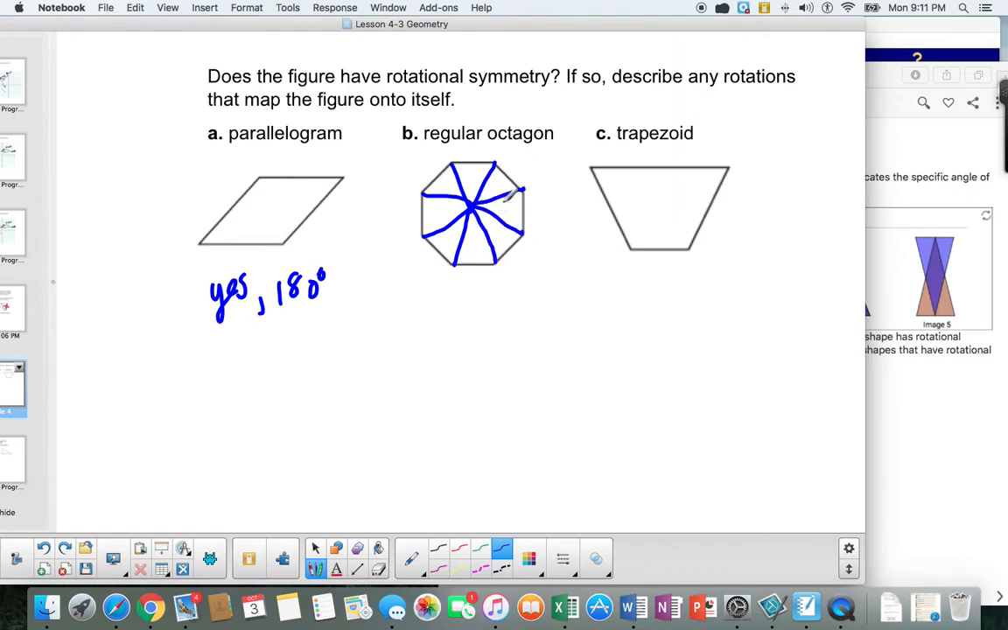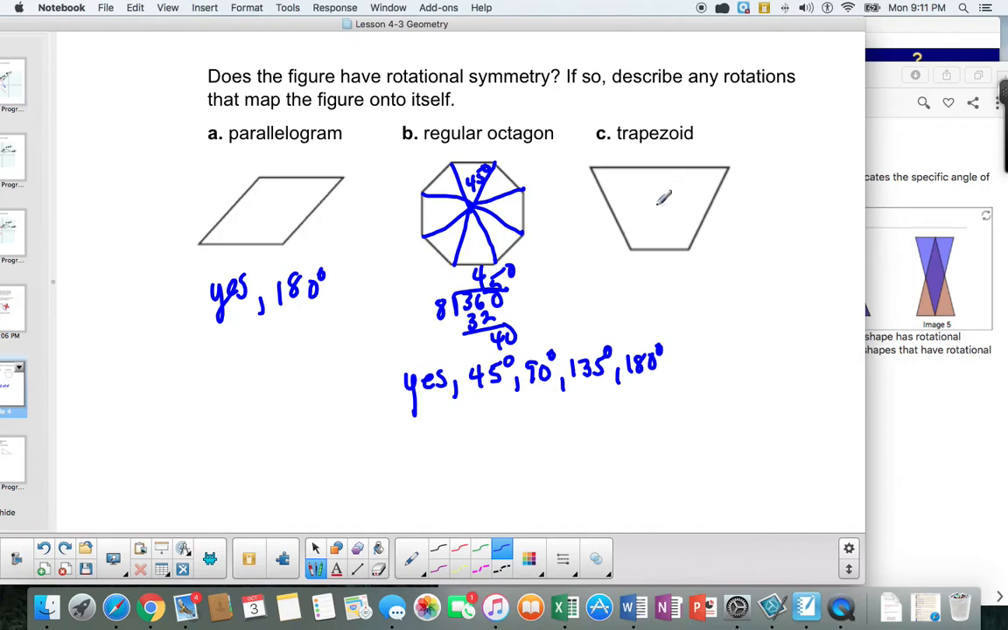And I can see I have 8 slices. Okay, so if you divide 8 into 360, you're going to get 45. So each one of these angles is 45 degrees. So we're going to say yes. If you turn 45 degrees, you're going to see the octagon turn onto itself. And then multiples of 45: 90, 135, and then 180.